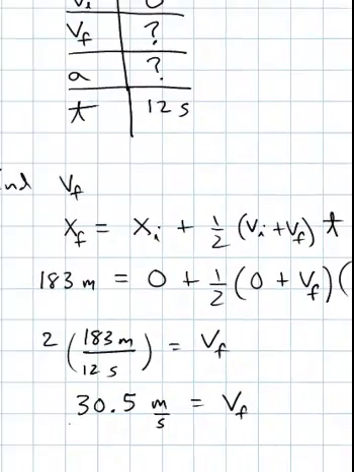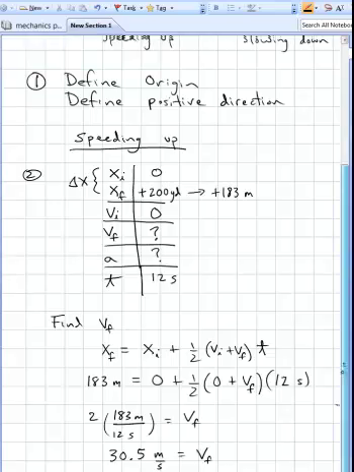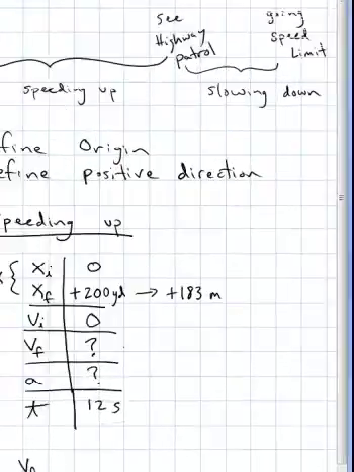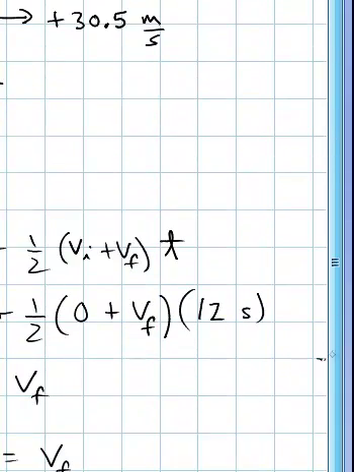And just to point out here, that's a positive number. I got positive 30.5 meters per second, which means that my velocity is to the right. I'm going to scroll back up here and put that into my table. My final velocity, I know now, it's positive 30.5 meters per second. So now I can solve for my acceleration.